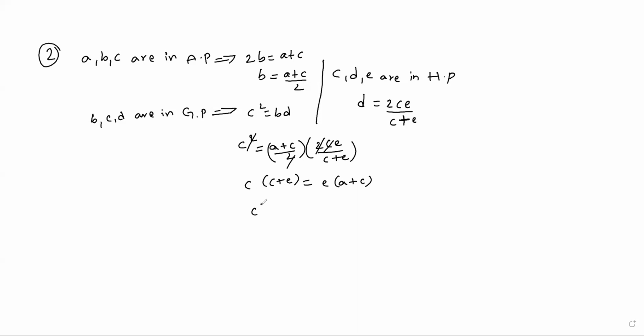Multiplying C inside, what will we get? C square plus CE is equal to EA plus EC, or CA. EC or CE, now CE gets cancelled. Now what condition will we get? C square is equal to AE. This is clearly the condition for GP. Therefore, A, C, E are in geometrical progression. That's why option B is the correct one for this question.